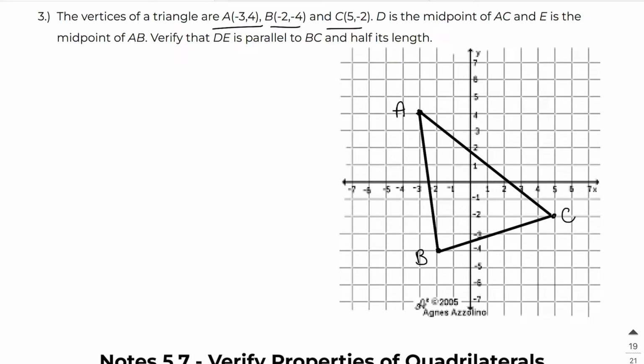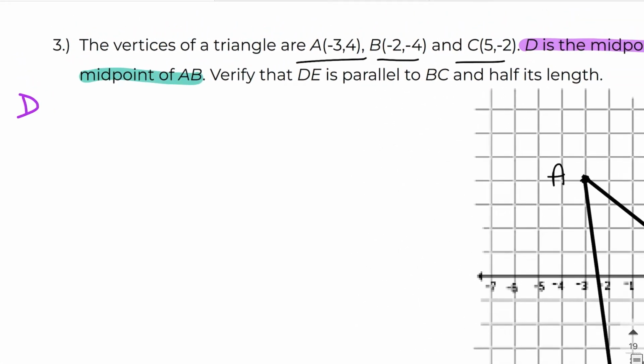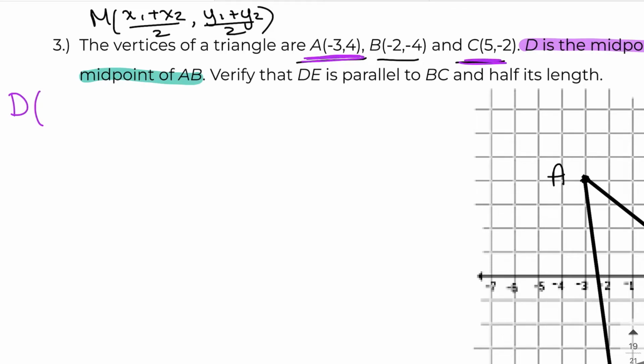We're also told that D is the midpoint of AC and that E is the midpoint of AB. So we're going to find all of these coordinates. To find D, which is the midpoint of AC, by the way, you're going to have to write really small for all of these questions because we've got a lot going on here. Just a reminder that the midpoint formula is x1 plus x2 over 2, and then y1 plus y2 over 2. If I want to find the midpoint of AC right here, I'm going to take A and C and find that midpoint.